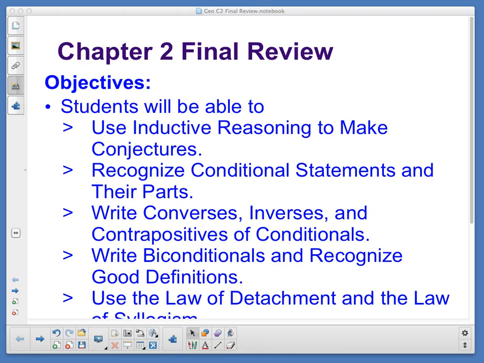So this is what we've got going today. We got Chapter 2 final review. The objectives we're looking at, gentlemen, shh, thank you.